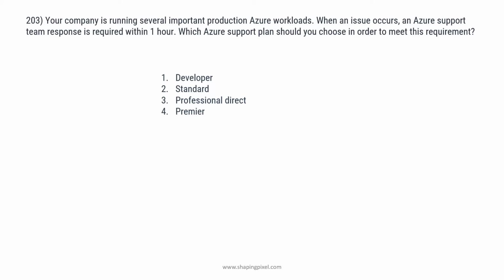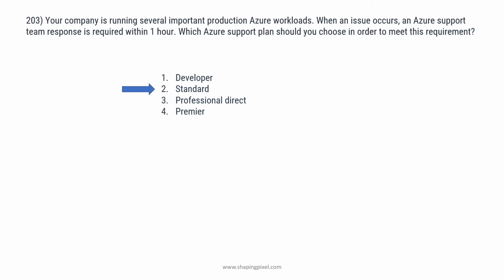Question number 203. Your company is running several important production Azure workloads. When an issue occurs, an Azure support team response is required within 1 hour. Which Azure support plan should you choose in order to meet this requirement? And you have four options. Option 1, Developer. Option 2, Standard. Option 3, Professional Direct. And option 4, Premier.